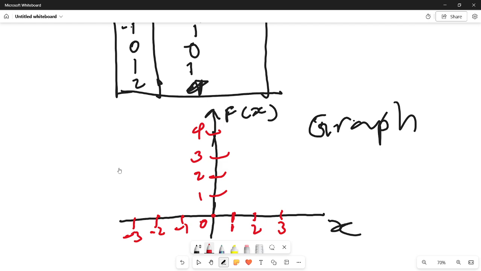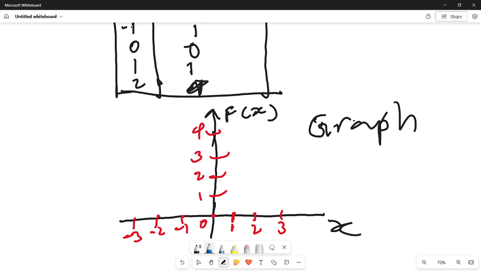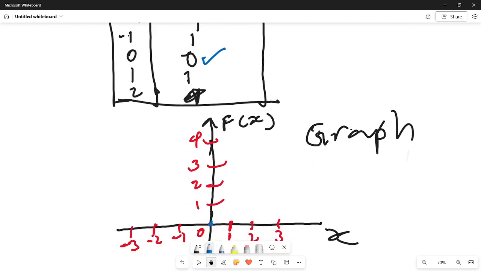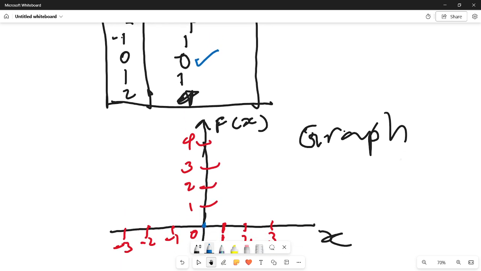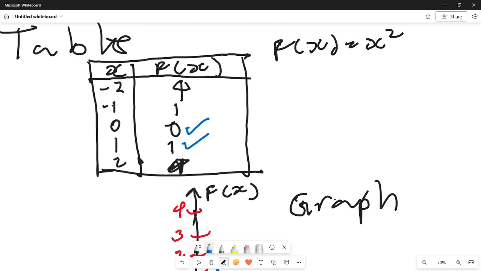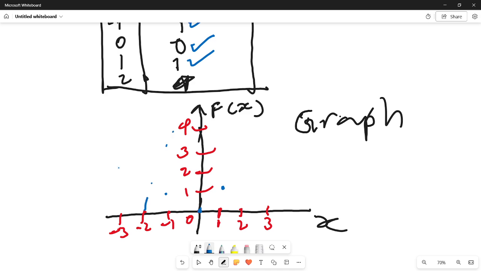From the previous table, let me try to use a different color. Let's use this one. From the table, we have 0, 0, which is the origin. So I'm using this table. 0, 0, that's the point. Another point is when x is 1, y is 1. When x is -1, y is 1. So that's the point. When x is -2, y is 4.